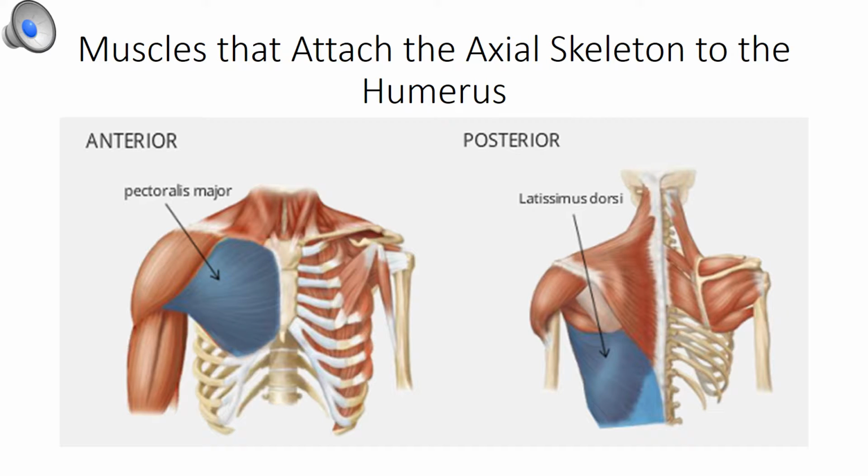In this image, the muscles that attach the axial skeleton to the humerus are presented. The two main ones are the pectoralis major and the latissimus dorsi, in the anterior and posterior side of the body, respectively. The pectoralis major is responsible for the flexion, adduction, and medial rotation of the humerus, while the latissimus dorsi is responsible for the extension, adduction, horizontal abduction, and medial rotation of the humerus.